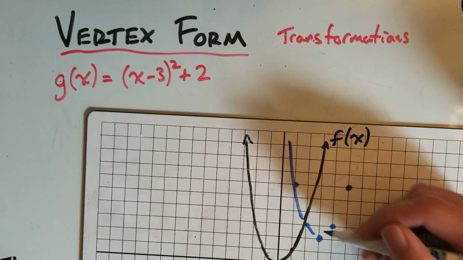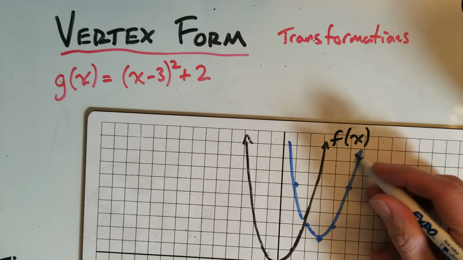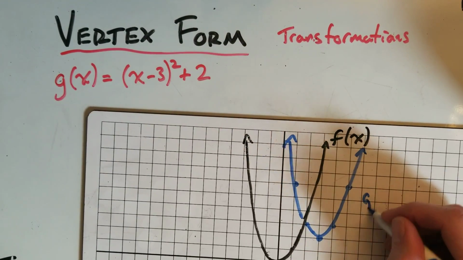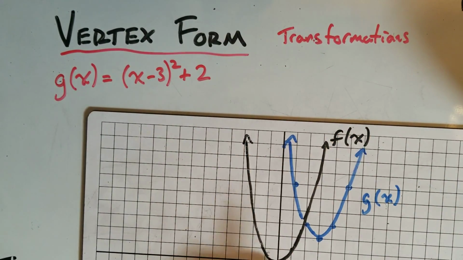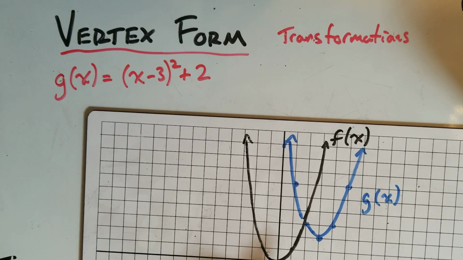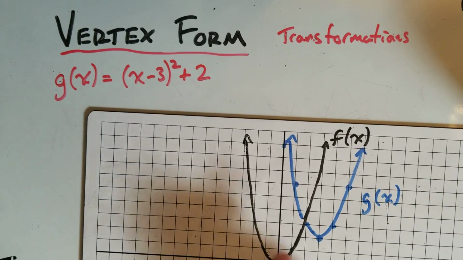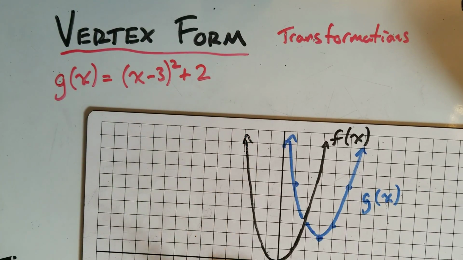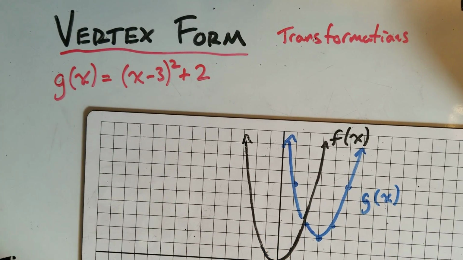I don't want to overlap, so I'll just leave a little space. This blue one would be g of x. So the transformations are, we went over 3 units to the right, 2 units up. That's how this compares to the original f of x function, to the parent function. It's the same exact shape, but it just got translated up over there.